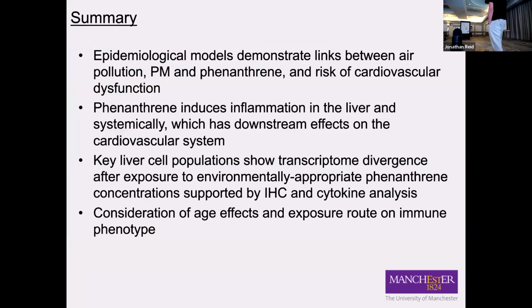So just to summarise, the first part is about the epidemiological model. That shows a wider perspective, that there is a risk of increased ischemic heart disease due to increased pollution. And then we understand that this phenanthrene that is bound to a lot of these pollutants does induce inflammation in the liver and the plasma, which has downstream effects on the cardiovascular system. And then we're seeing maybe one of the reasons why this is the case, with the key liver cell populations diverging as a result of exposure to phenanthrene, which again is going to be supported by the IHC.